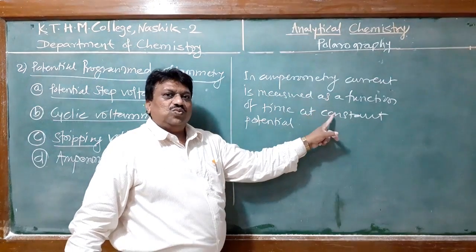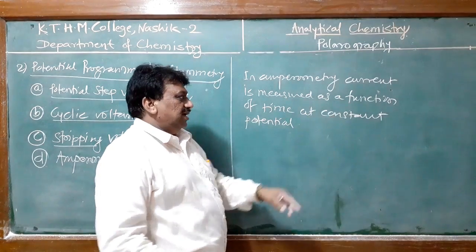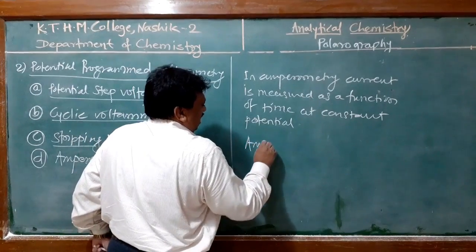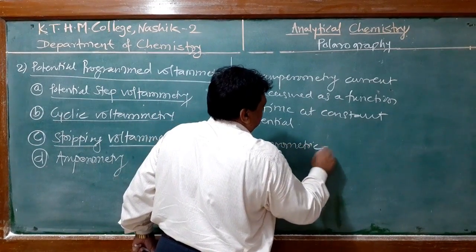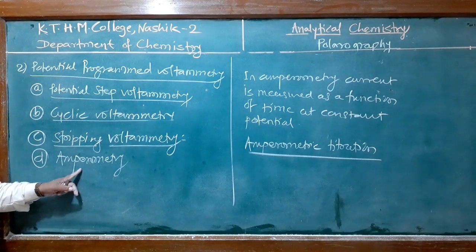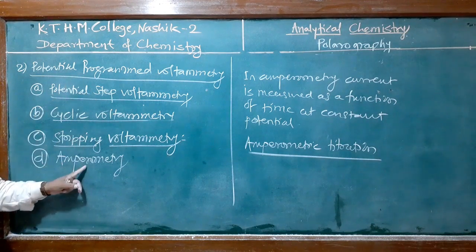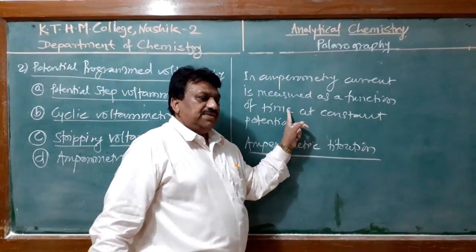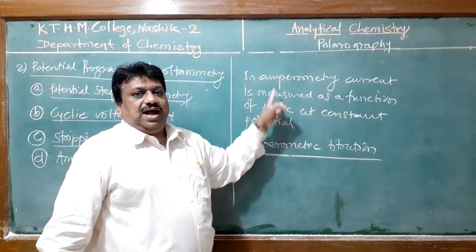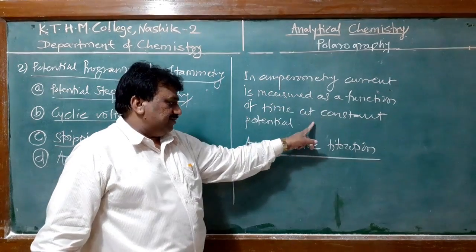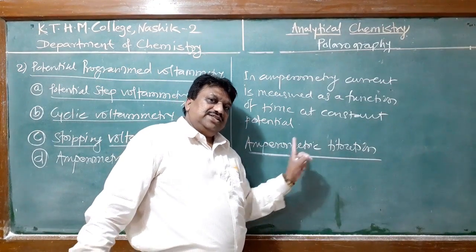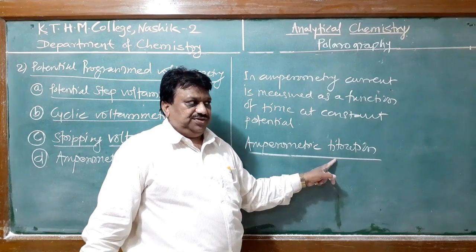Therefore, reaction of the analyte with the reagent is carried out at constant potential, and during this current is measured. Therefore, it is also called as amperometric titration. Amperometry, that is the fourth type of potential program voltammetry, in which current is measured as a function of time at constant potential. Basically, the analyte solution is kept at a constant potential. Another reagent is added into the analyte solution and current is measured. That is simply a process of titration, and during the titration, current is measured. Therefore, it is called as amperometric titration.